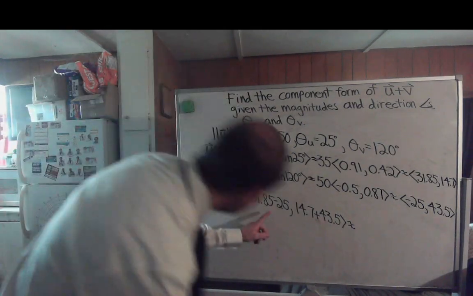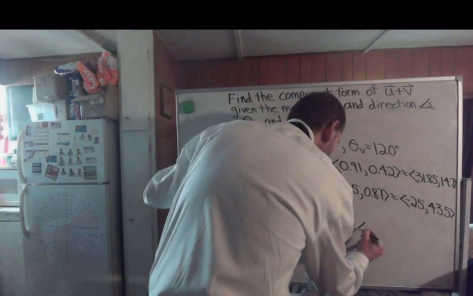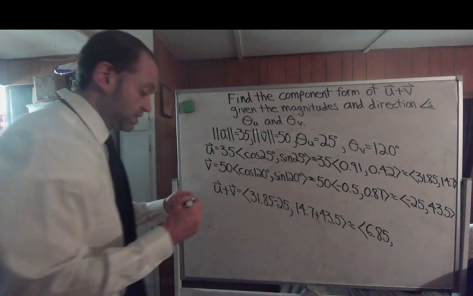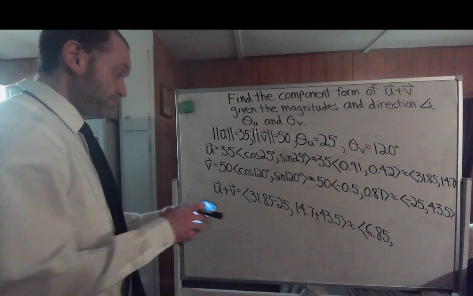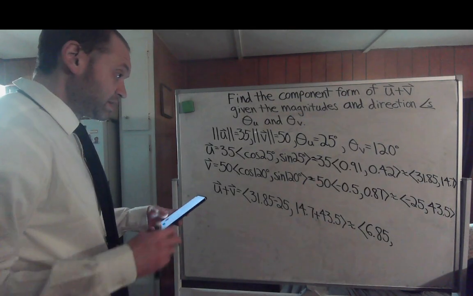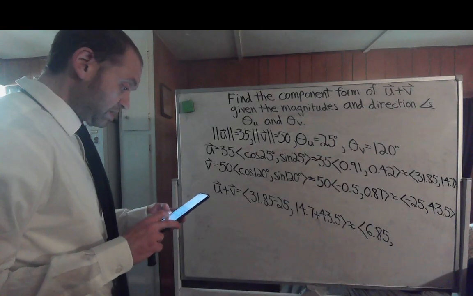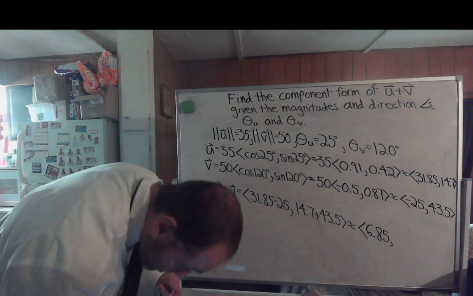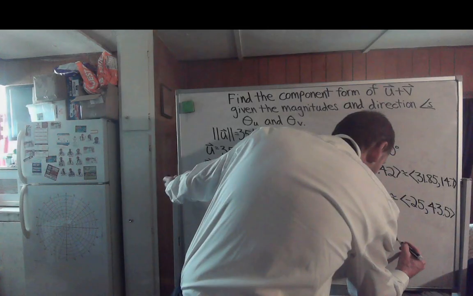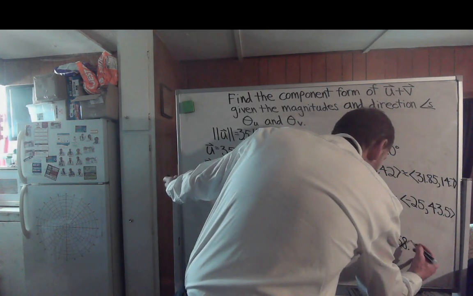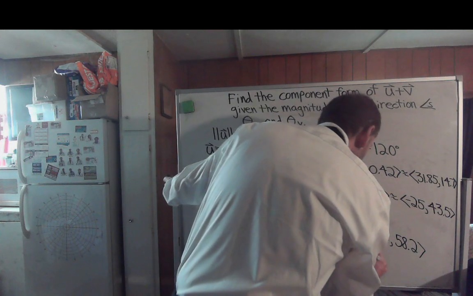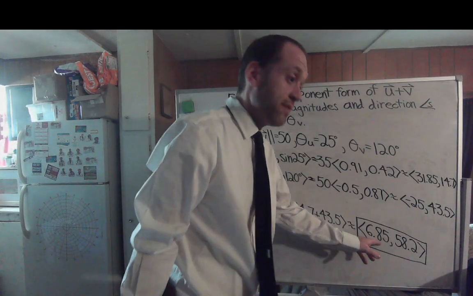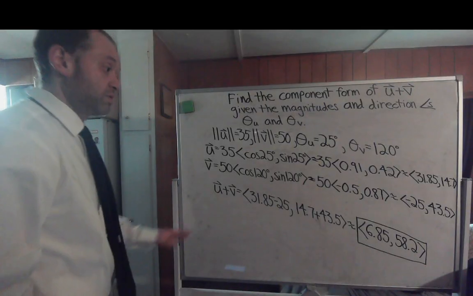Well, that should end up being 6.85 for the x component. But your y component's going to be bigger. That's going to be fun. Your y component, you get about 58.2. So for the end result, for vectors u plus v, you end up getting about 6.85, 58.2.